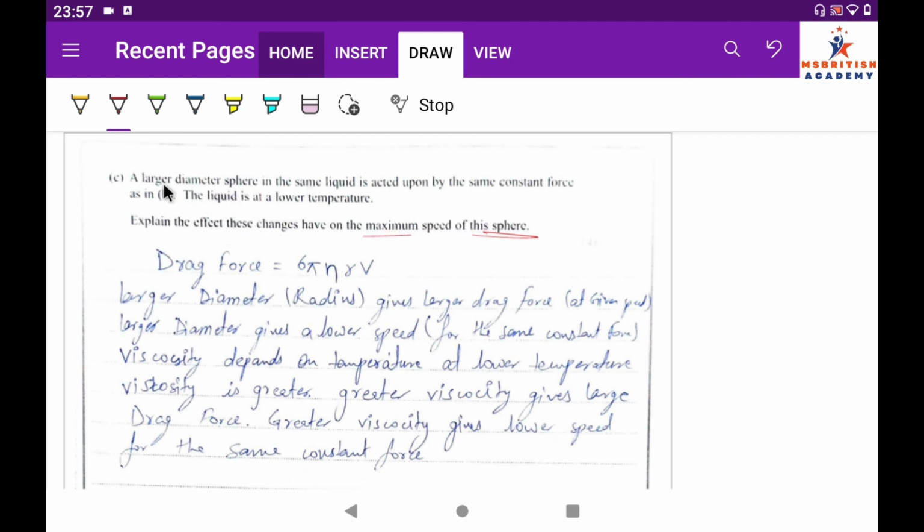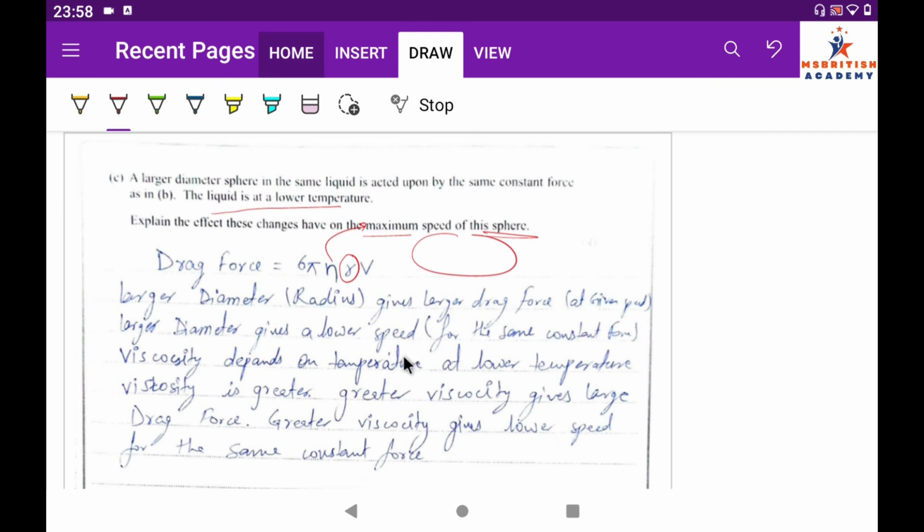Okay, first, a larger diameter of sphere in the same liquid, acted upon by the same constant force. Then the liquid is at a lower temperature. The drag force formula is this: a larger diameter or radius gives a larger drag force. If the diameter is larger, the drag force will be larger. A more viscous liquid can produce more drag force. So at a given speed, a larger diameter gives a lower speed.